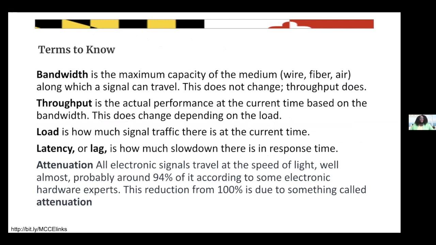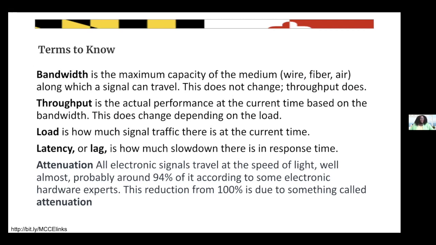So this is the maximum capacity of the medium, wire, fiber, or air, along which a single signal can travel. This does not change, but the throughput does. So what is throughput? Throughput is the actual performance at the current time based on the bandwidth. This does change depending on the load. What's a load? It is how much signal traffic there is at the current time.